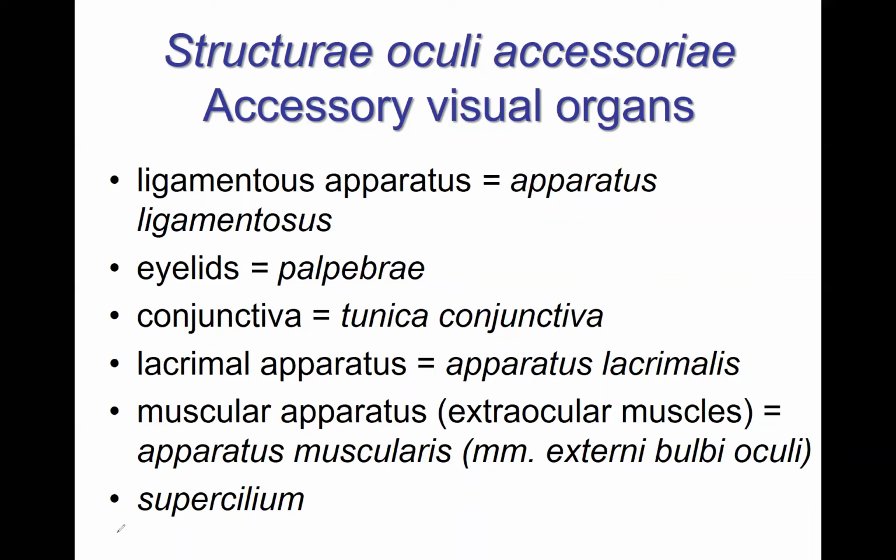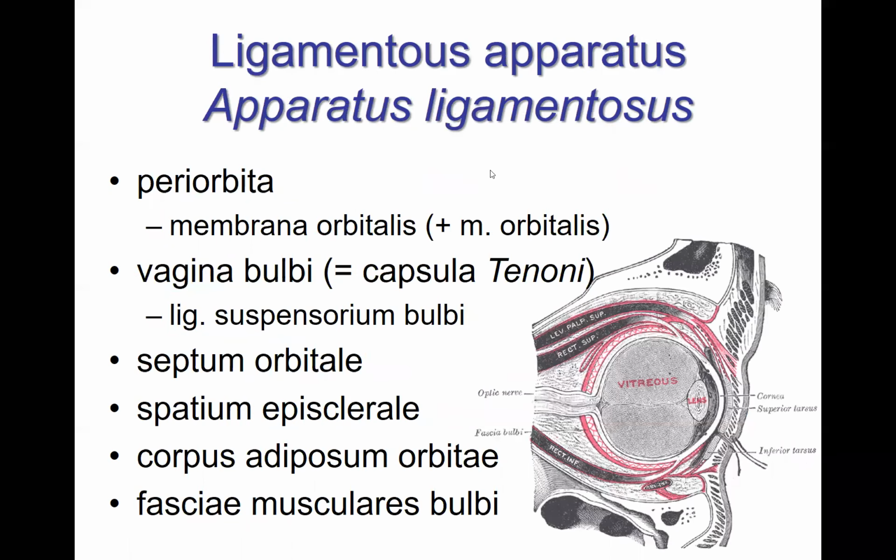One of them is the supercilium, just the hairs which are above the eye, which can protect the eye a bit. Then we have some fibrous or ligamentous structures, some fascia, we have some muscles, you already know them. We have the eyelids, which are covered by conjunctiva on the internal surface, and of course we have the lacrimal gland and the excretory lacrimal system. So the easiest is the ligamentous apparatus.